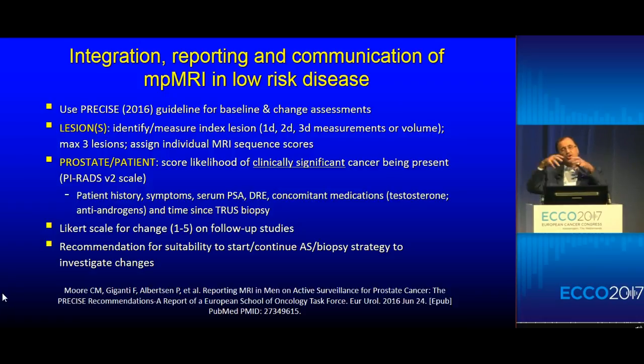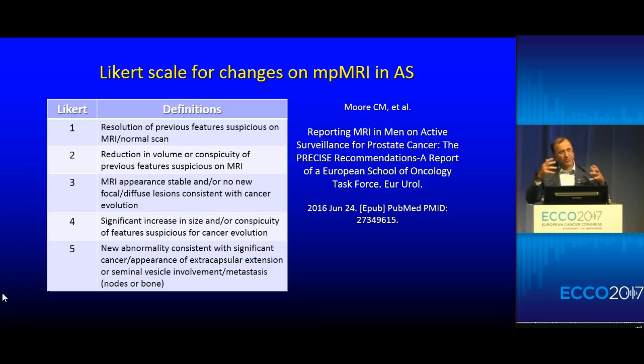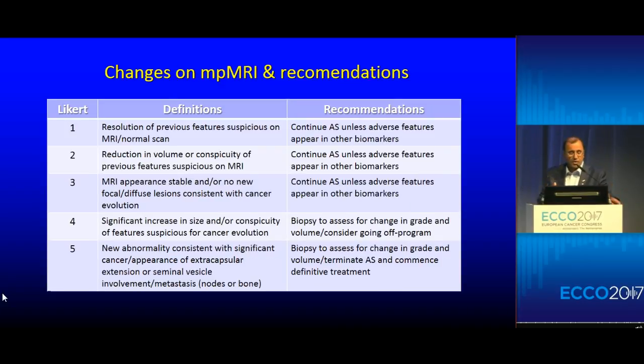And by looking at what changes using imaging and classifying the changes, you can therefore come up to a recommendation for a management depending on what's seen. So for example, if an MRI shows a stable appearance or a diffuse process that's consistent with cancer that's not changing, then you can continue active surveillance unless other adverse features appear or other biomarkers change.